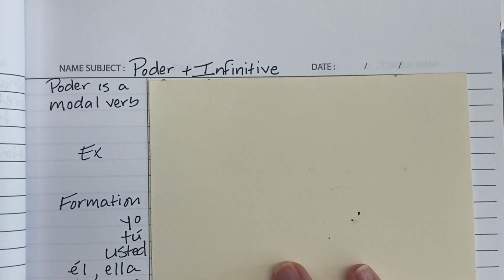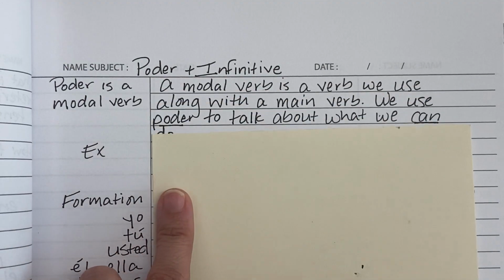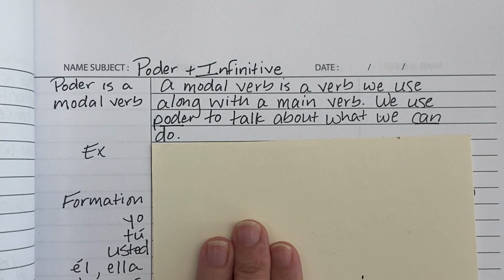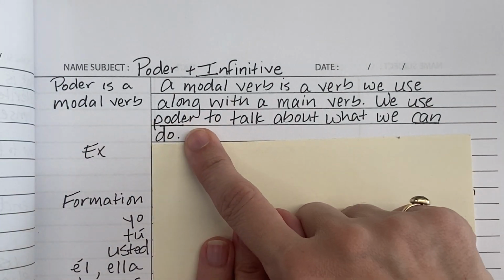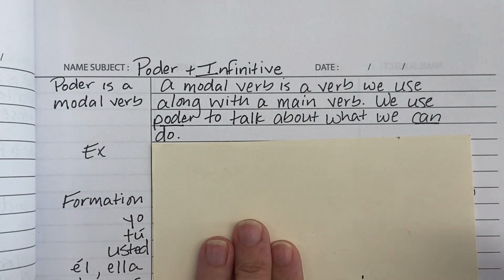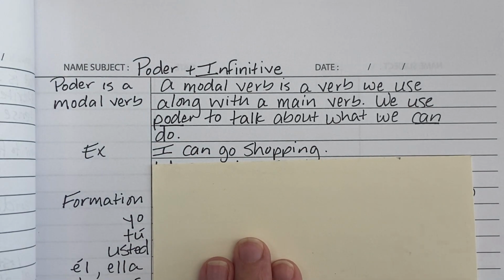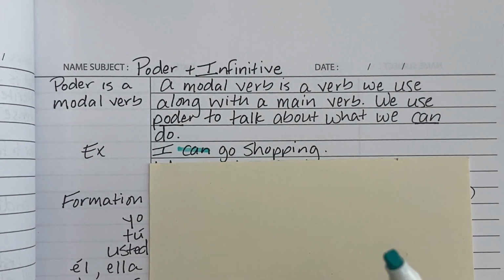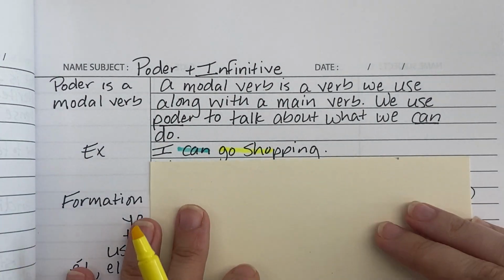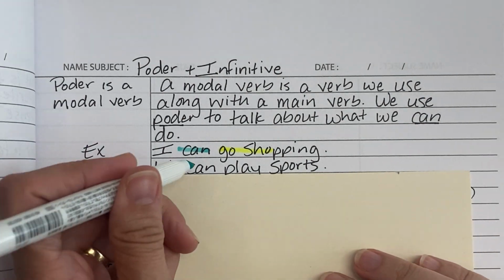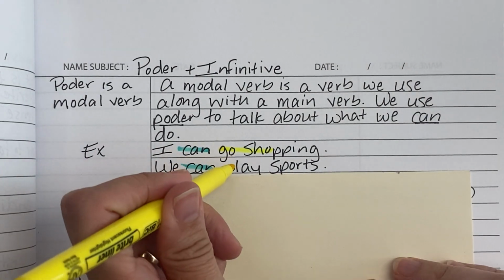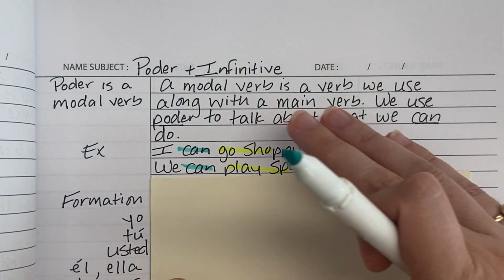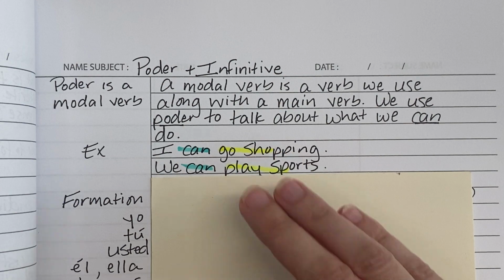So let's start with poder is a modal verb. What does that mean? Well, a modal verb is a verb we use along with a main verb. And in the case of poder, we use it to talk about what we can do. So here's some examples. I can go shopping. Can is the modal, and then go shopping is the main verb. What can you do? We can play sports, can is the modal, and then play sports is the main verb. What can we do? We can play sports. So that's what a modal verb is, and that's what those look like in English.